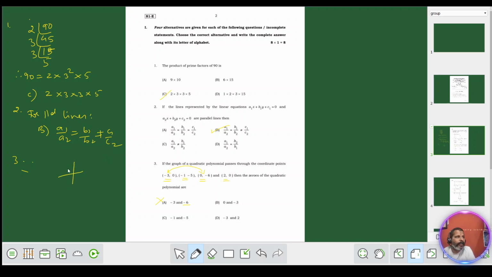But when a graph is passed like this, the point at the origin, we cannot say that it is a zero, but it is 0, minus 6. If you just draw the graph, you'll understand.